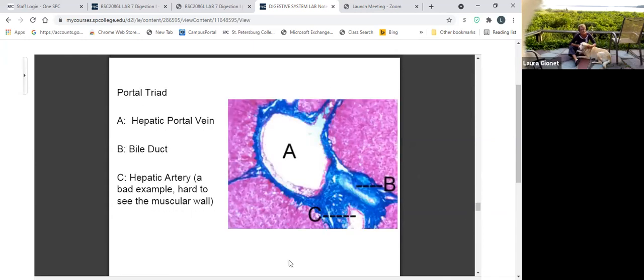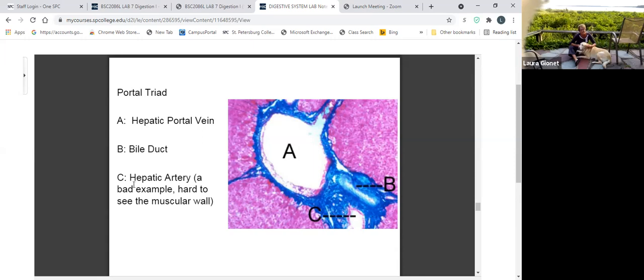Here is a picture of a portal triad. This is a nice one too because it's nicely stained and you can see a little more detail. Here we have A, the portal vein, B would be the bile duct, and C would be the hepatic artery.